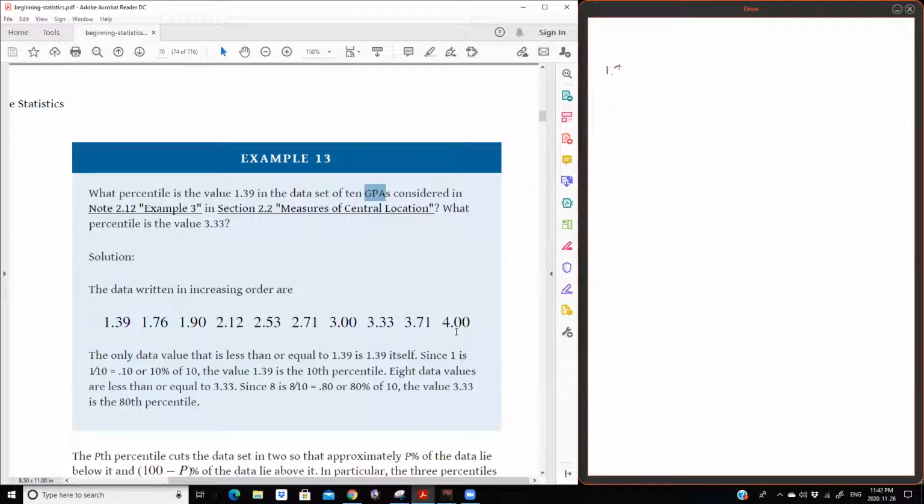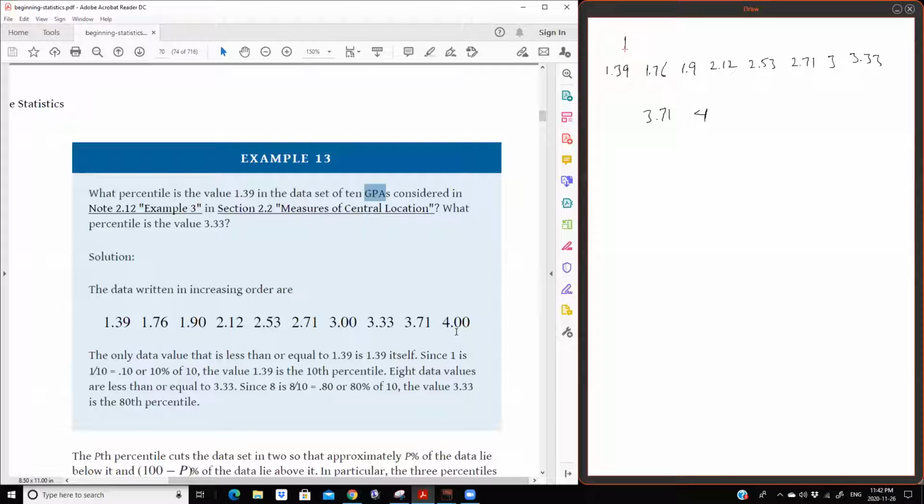So 1.39, 1.76, 1.9, 2.12, 2.53, 2.71, 3, 3.33, 3.71, and 4. So these are the GPAs of 10 students.